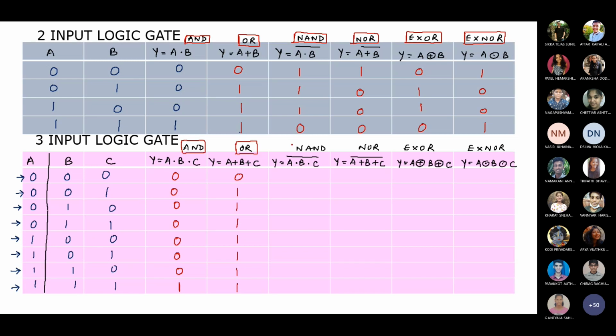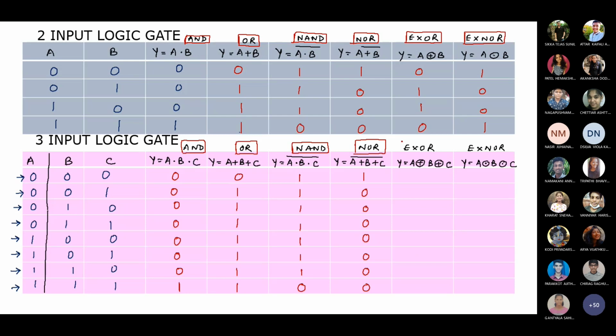Okay? NAND is opposite of AND. So output will come as 1 1 1 1 1 1 1 0. NOR is opposite of OR. So output will come as 1 0 0 0 0 0 0 0.